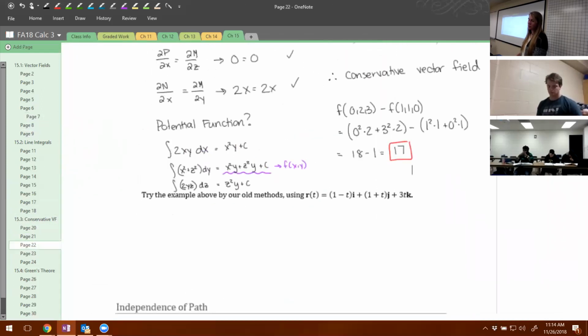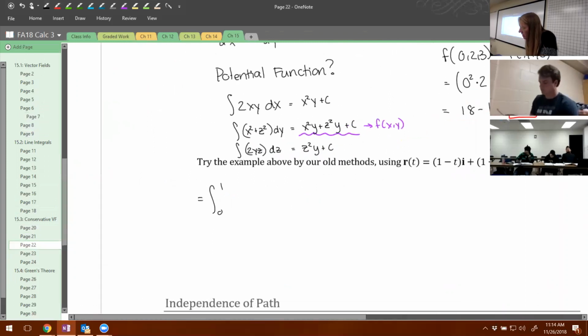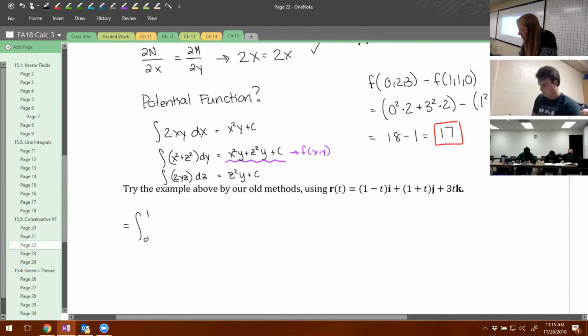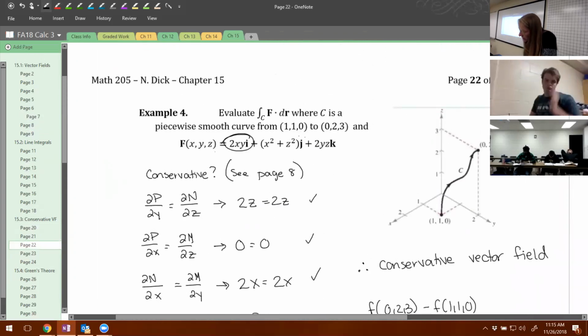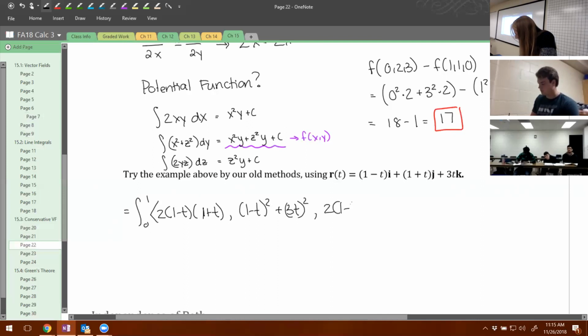So the idea is if we just pick a simple path and go through and do this the way we did before, and we can write out the integral, what we'd have to go back and solve is from 0 to 1. That would be what t is parameterized as. We'd have this vector field, so 2 times x times y, which is 2 times (1 minus t) times (1 plus t). This is all going to have to be dot product. And then the next guy would give us this eventually, (1 minus t) squared plus 3t squared. And then 2.